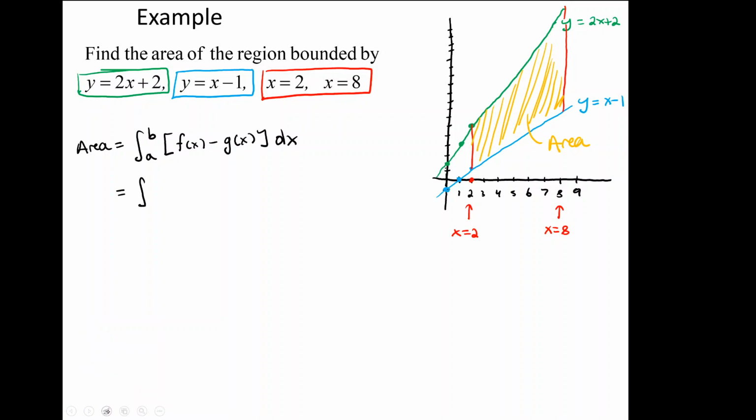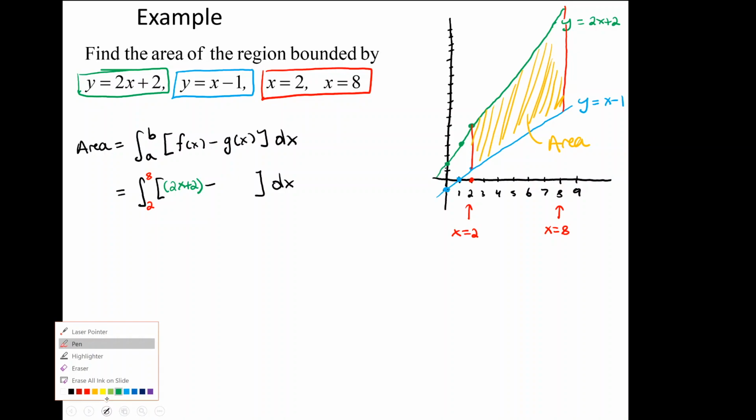So integral from 2 to 8 of f of x minus g of x. So f of x, the one on top, is 2x plus 2. G of x, the one on the bottom, is x minus 1. And there's our expression. Let's keep going. That's the hard part. Now we simplify.